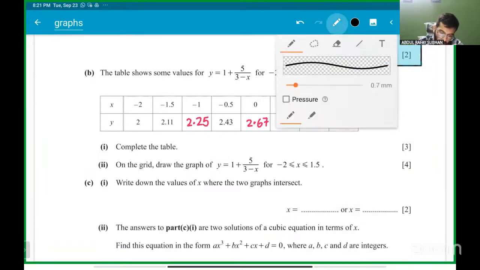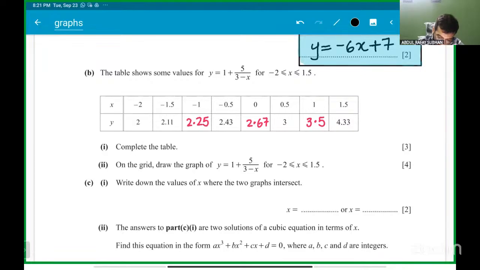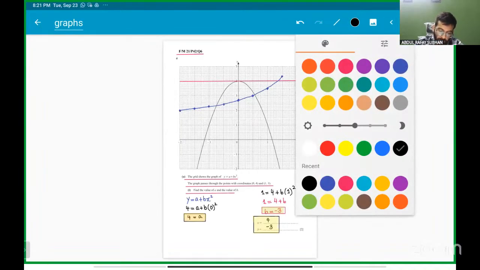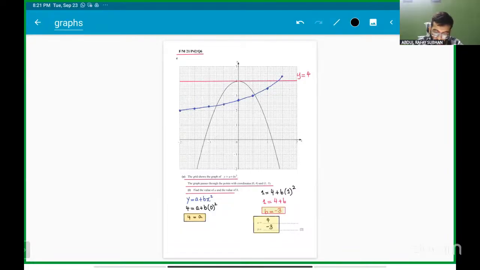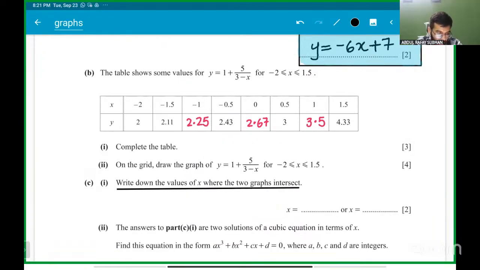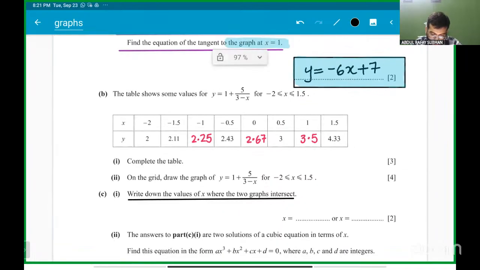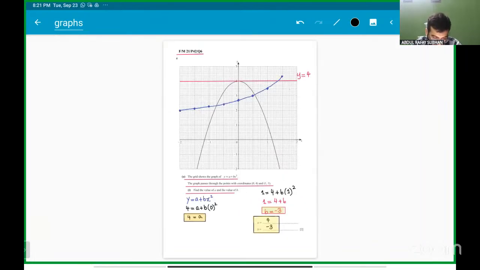Write down the values of x where the two graphs will intersect. So it's very simple, sir. Write down the values of x where the two graphs will intersect. So according to me, can we see the graph intersecting at more than one place?